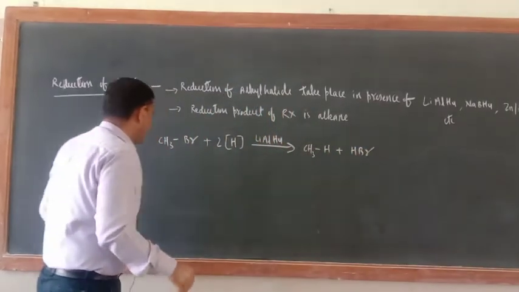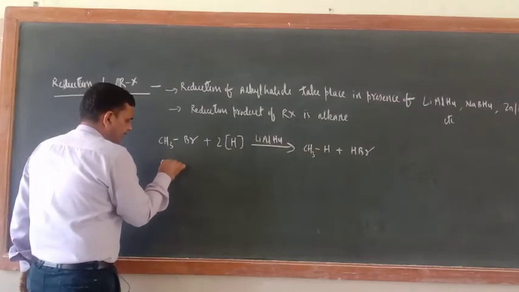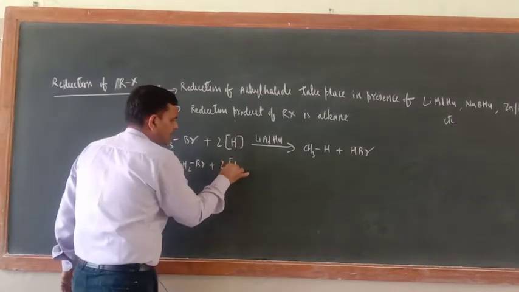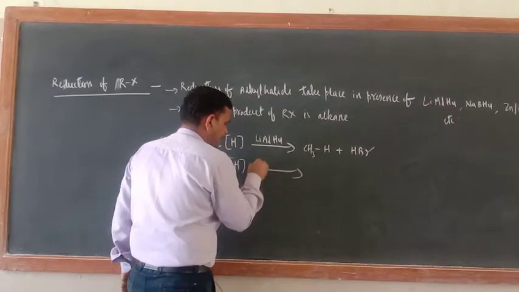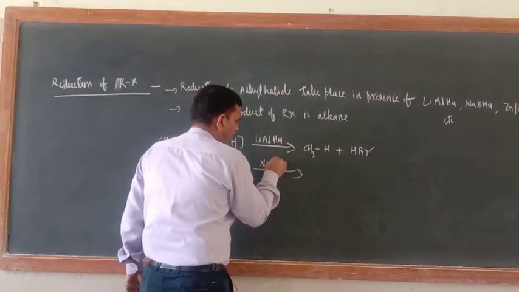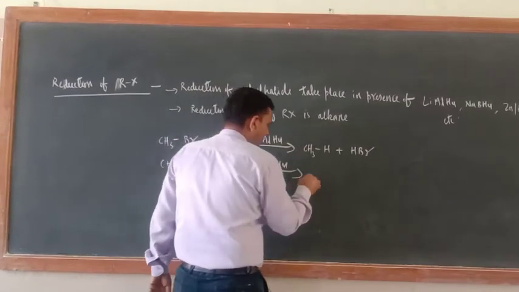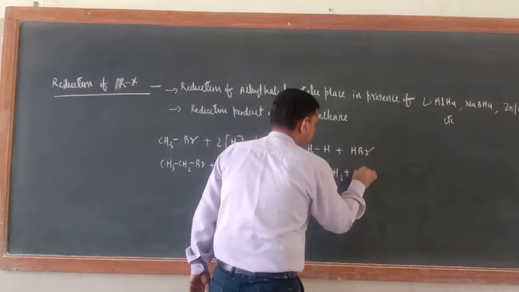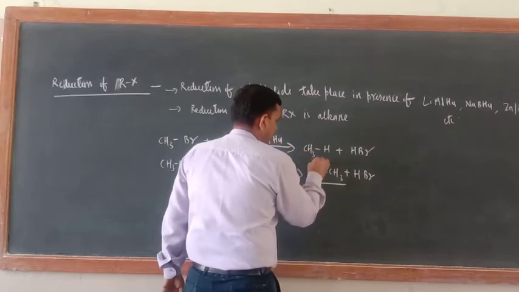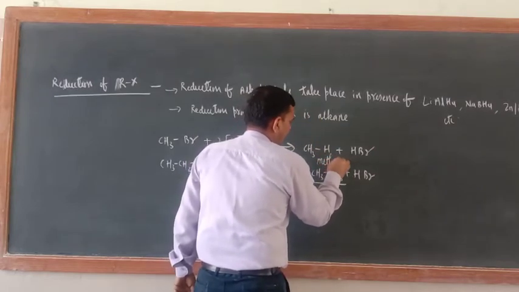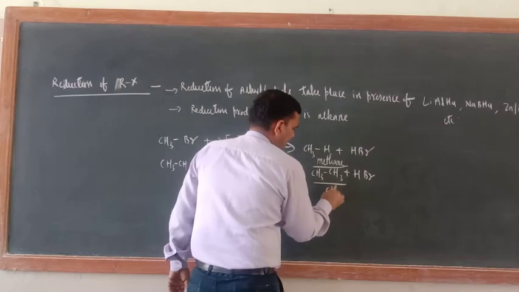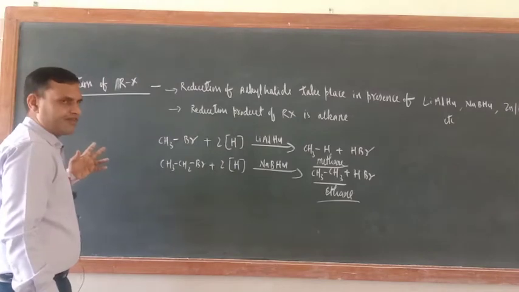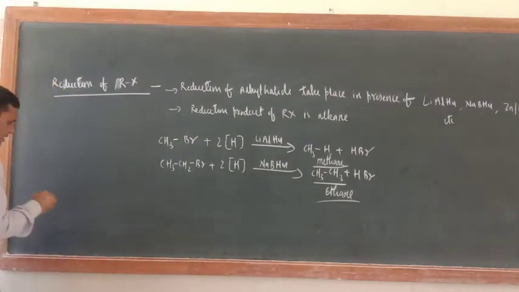Okay, you can take another alkyl halide, CH3CH2Br plus 2H only, and this is in presence of sodium borohydride. So what is the product here? CH3CH3 plus HBr. What is this one? This is methane. What is this one? Ethane. So what is the reduction product of alkyl halide? Alkane.